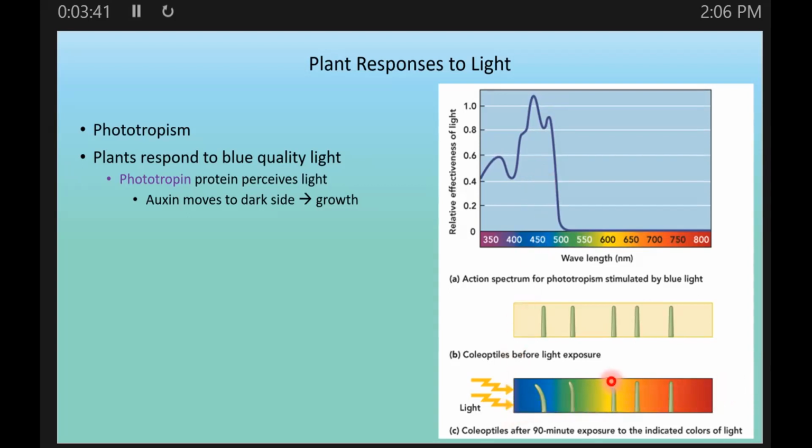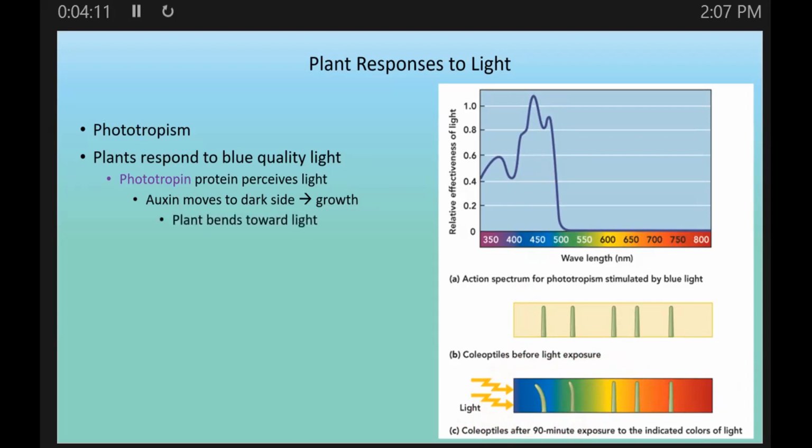Simple experiments with little tiny seedlings can show the bending pattern really easily. So that's why they often work with coleoptiles or just baby corn seedlings. And you can see, again, different qualities of light, not much response until they did blue light. Then they started hunting for what other kinds of pigments are out there in the plant that are absorbing different qualities of light.